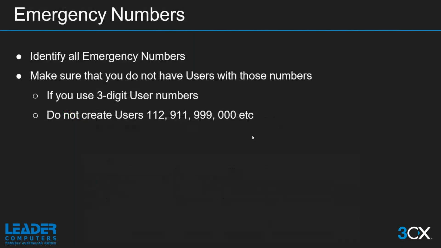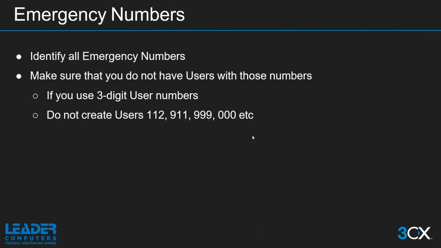Emergency numbers. This is one of the most important things. You need to identify all the emergency numbers depending on your region, and make sure you do not have users with those numbers. For example, let's say we are in Australia and our emergency number is 000. If you pick a 3-digit extension length for 3CX, it will give you an option to create an extension with 3 zeros. You should not do that, because if you have an extension, even a system extension or your system owner extension, as 000 to make it easy to remember, that is basically an emergency number.